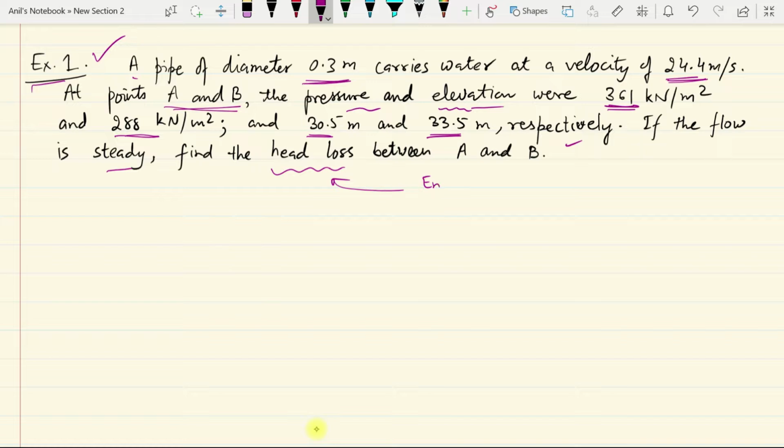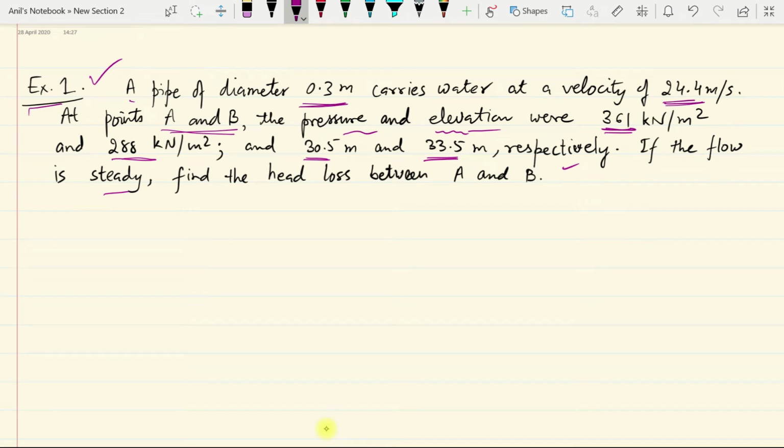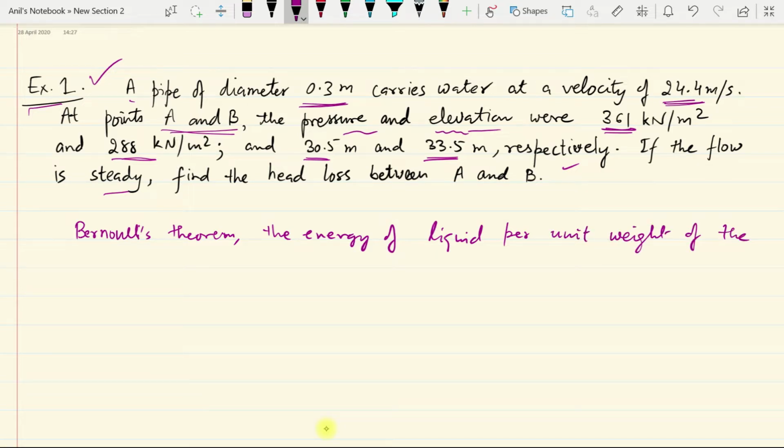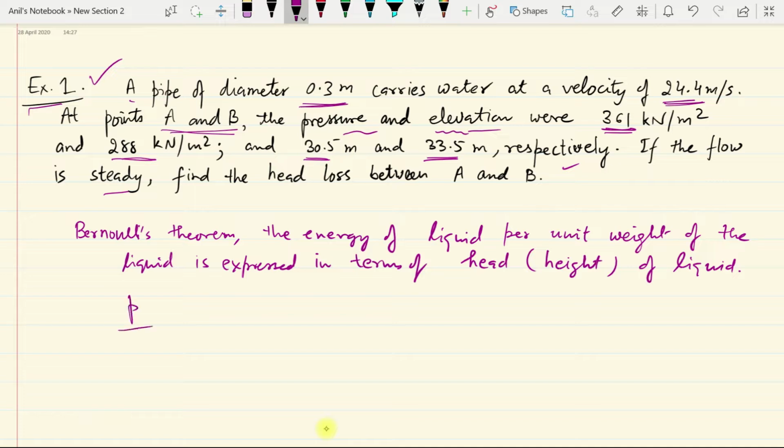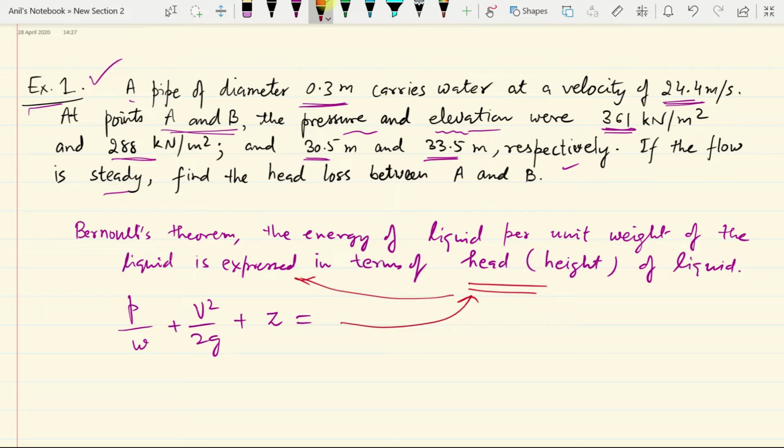So here head loss means energy loss, because when any liquid is flowing through a pipe, it carries energy. That energy is expressed in terms of three heads according to Bernoulli's principle. Well, before we solve this numerical, let us understand the different terms which are used in Bernoulli's theorem. According to Bernoulli's theorem, the energy of liquid per unit weight of the liquid is expressed in terms of head, or height, you can say, of liquid. That means P by W plus V square by 2g plus Z. This is in fact energy stored in the liquid due to height of the liquid from some datum, as well as kinetic energy due to its velocity, as well as due to pressure which is there due to head differences when it is flowing in a pipe.